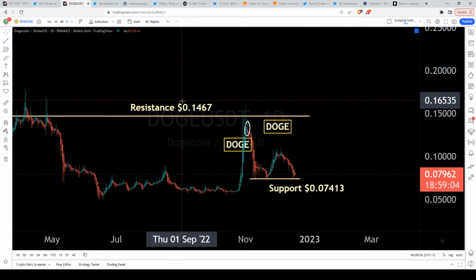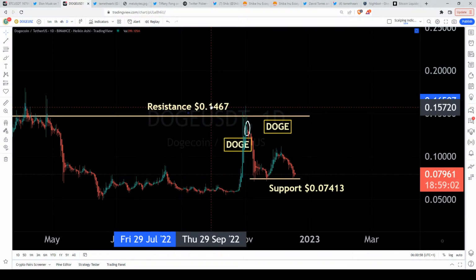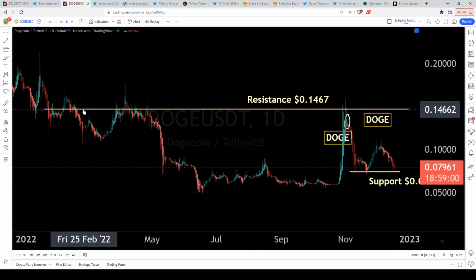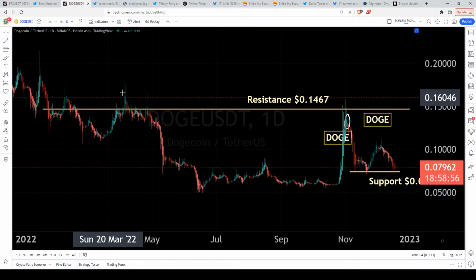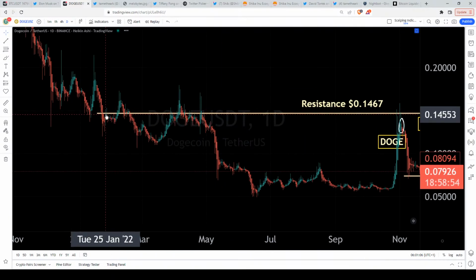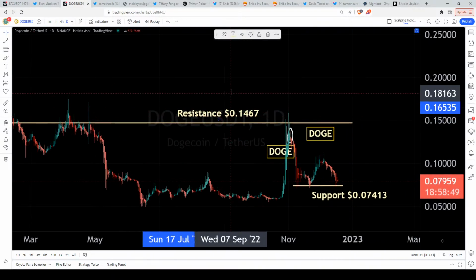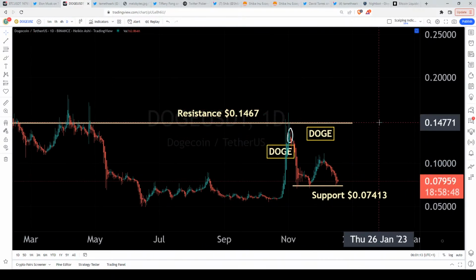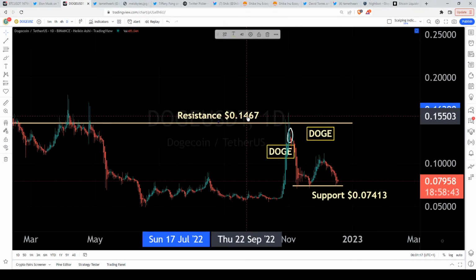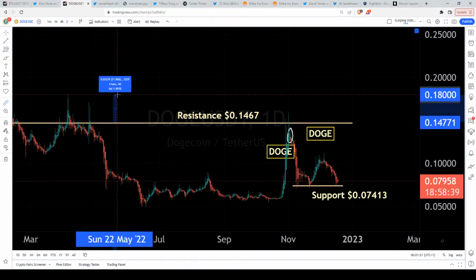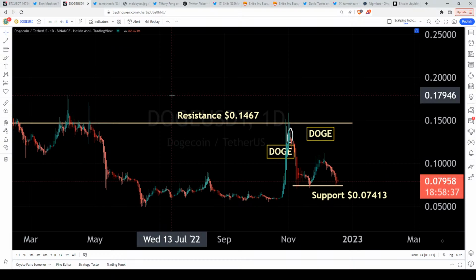So we have this resistance up here at 0.147. It's resistance from all the way back here, January 26th. So historical resistance from January 26th after that pump. If we go back up to 0.146 again, probably we'll see a lot of retail investors taking profits. We could wick up a little bit more than that. We can even go up like 4 cents more. Like last time, we went as far as 21% above resistance.